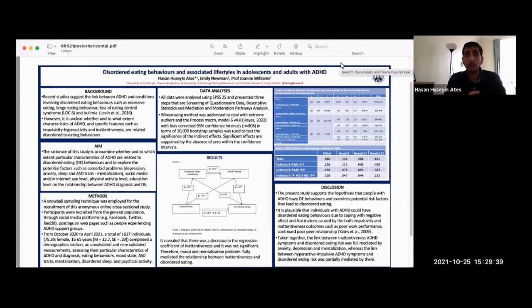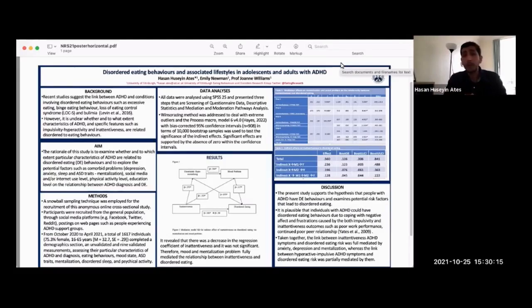First is the screening of questionnaire data, which is presenting potential bias between the participants who completed the whole survey or not. And the second is descriptive statistics looking at the demographic characteristics and potential covariates between ADHD and non-ADHD diagnosis. And also apply the correlational matrices and the regression analysis before identifying the potential pathway analysis for the mediation model.